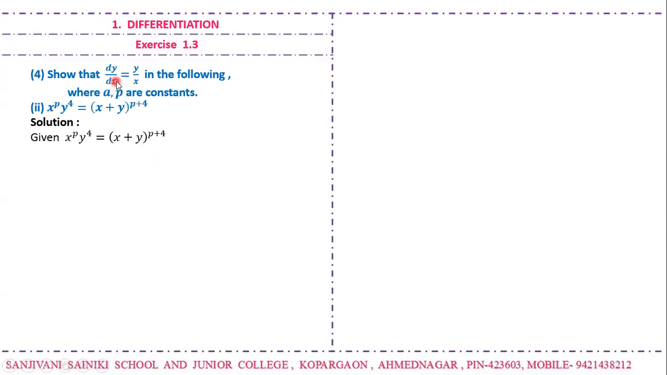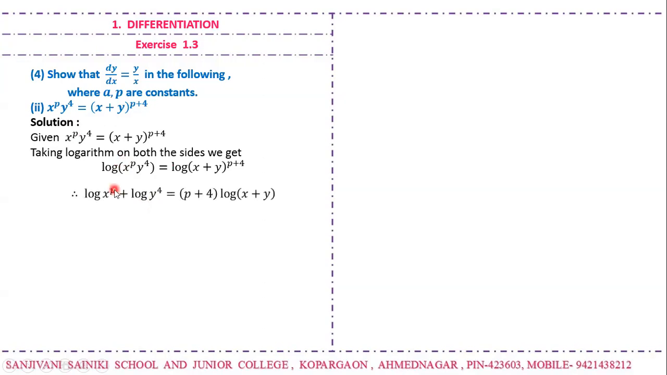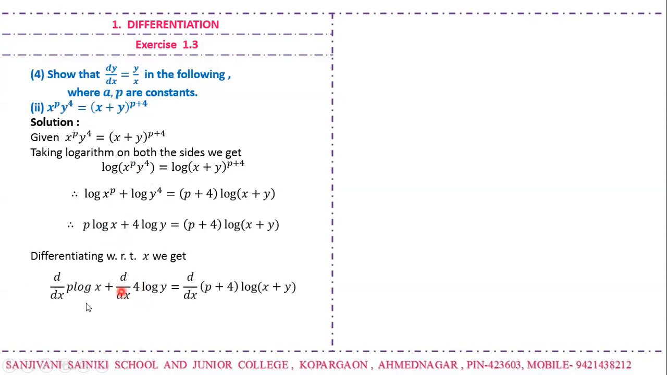Show that dy by dx is y upon x in the following: x raised to p, y raised to 4 is equal to (x plus y) raised to p plus 4. Again it is the same, only the values are different. So we take logs, simplify, and differentiate with respect to x.